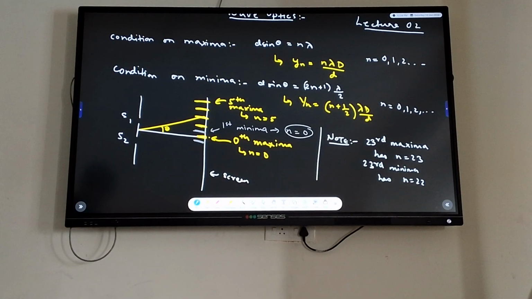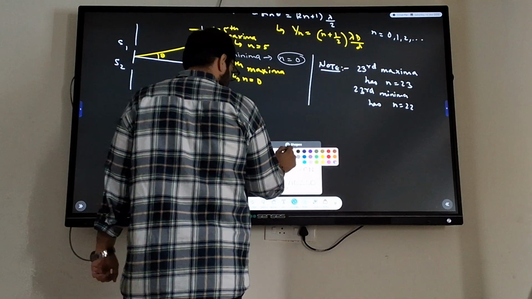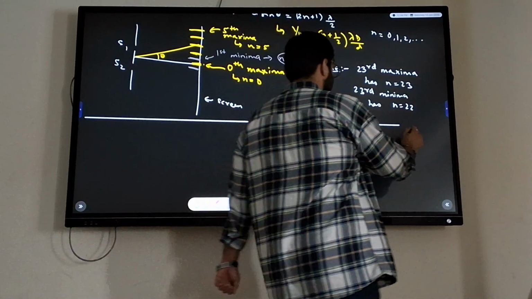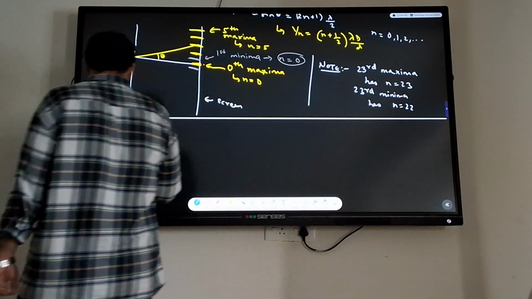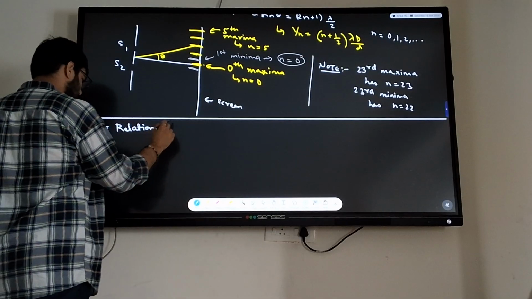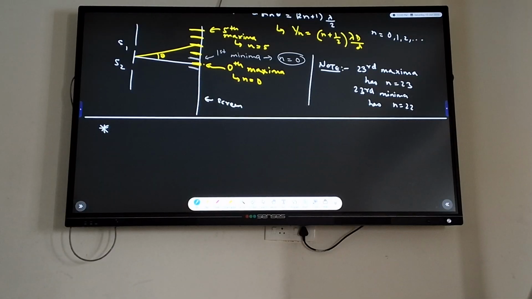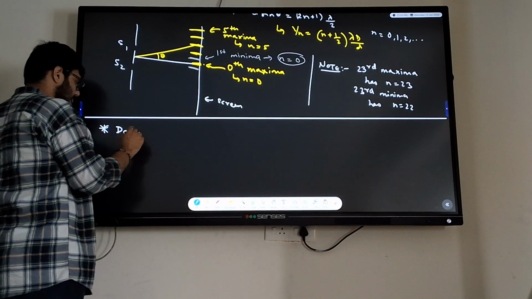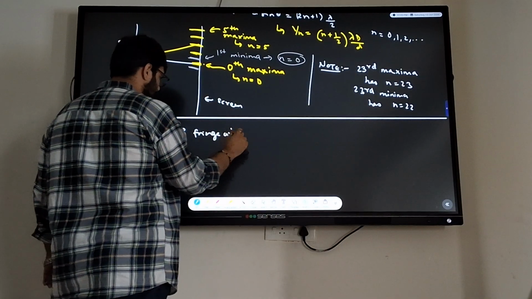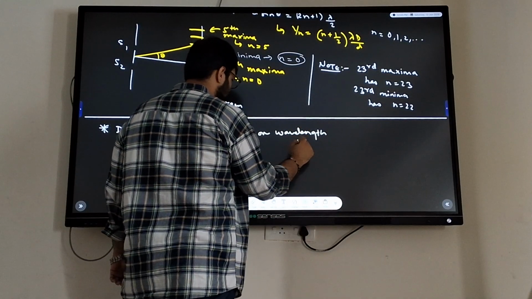Okay, so let's come back to our topics, and the next topic is the relation between the fringe width and the wavelength. Or I should give the appropriate name, dependence of fringe width on wavelength. Anybody remembers the formula of fringe width?